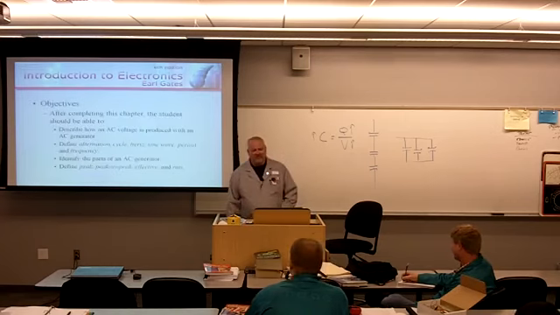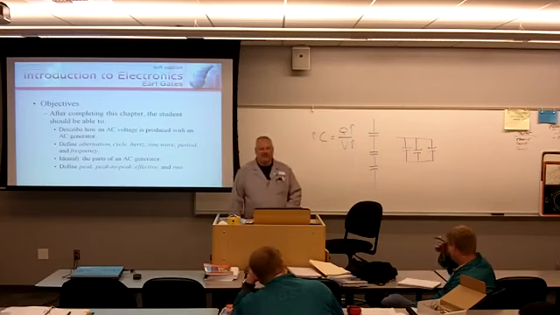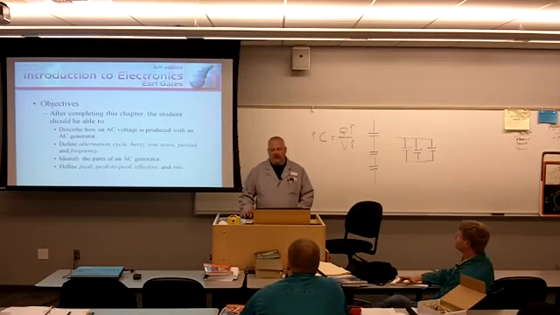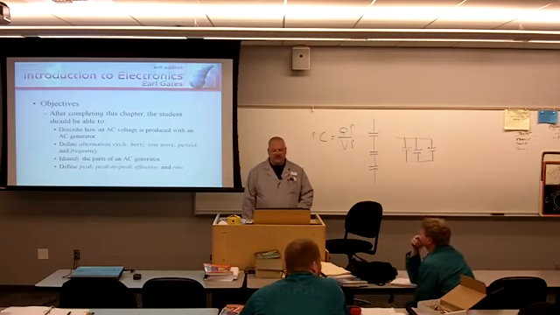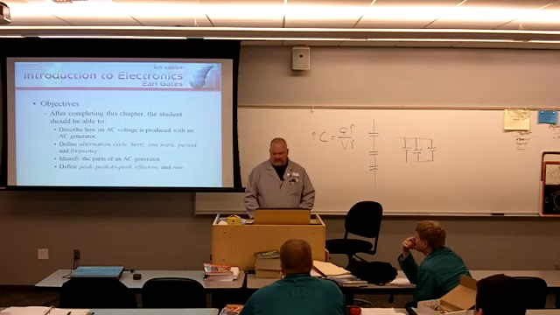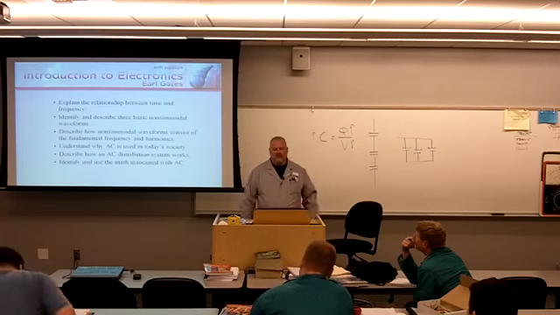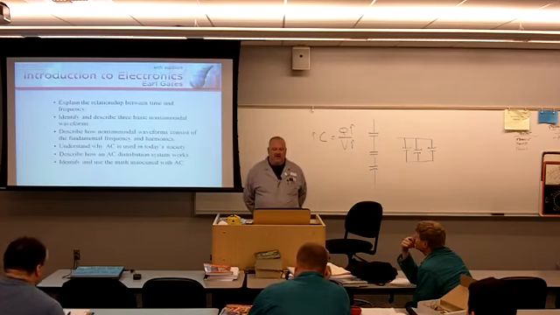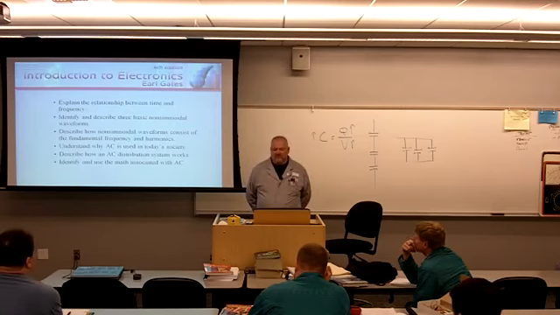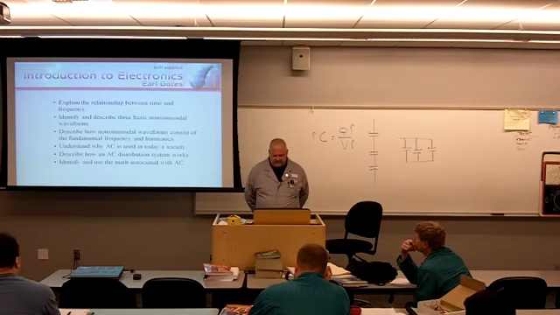So after completing this chapter, you're going to be able to describe how an AC voltage is produced with an AC generator, define alternation, cycle, hertz, sine wave, period, and frequency, identify the parts of an AC generator, which ironically we already did 2 weeks ago in lecture, define peak, peak-to-peak, effective, and RMS, explain the relationship between time and frequency, identify and describe 3 basic non-sinusoidal waveforms, describe how non-sinusoidal waveforms consist of the fundamental frequency and harmonics.